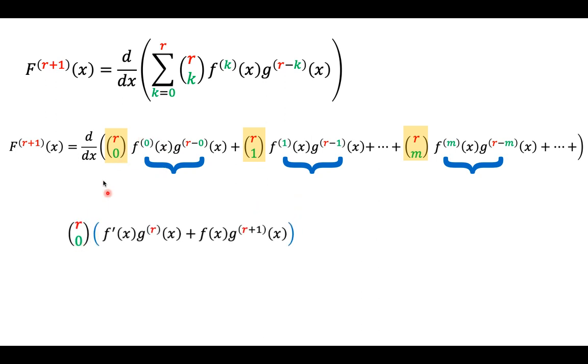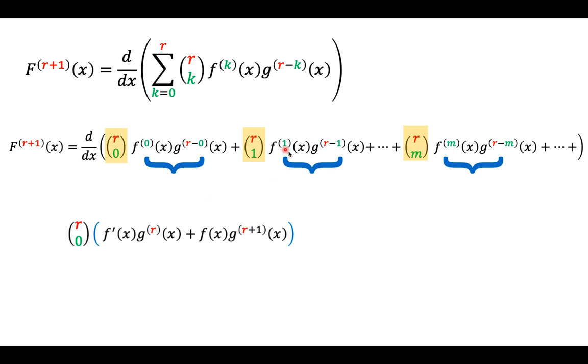Well, this is just, I can factor out the constant, and what do I have? I've just got the product rule, which we can assume. So here, it's going to be the derivative of this. Remember, when it's 0, it's just f of x. So the derivative of f(x) times this plus this times the derivative of this. But the derivative of this is just g r plus 1. It's just the next derivative.